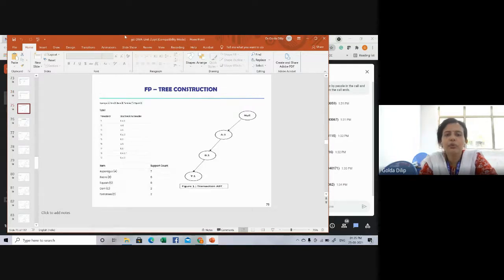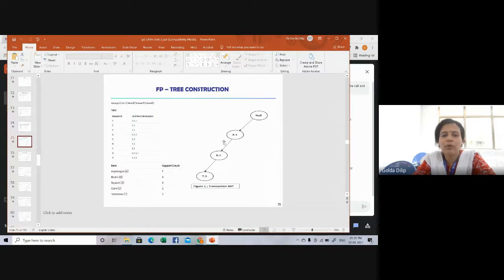After that, what are you supposed to be doing? You start with your FP tree construction. So the root will be represented by null. Then you take the first transaction. What is the first transaction? BAT. So you arrange the transactions in the descending order of your support count, and it becomes ABT, because A is 7, B is 6, and T is 2.